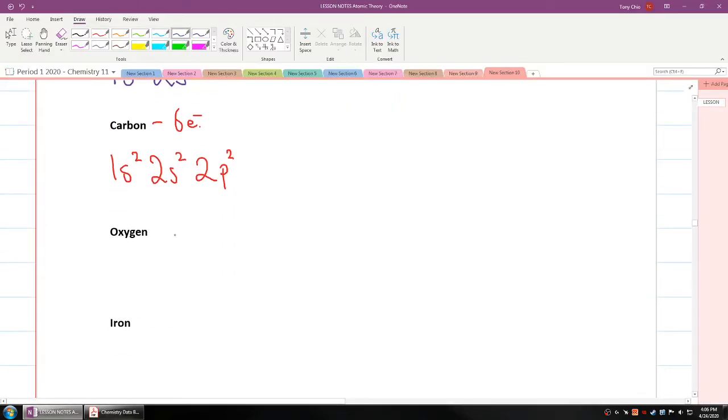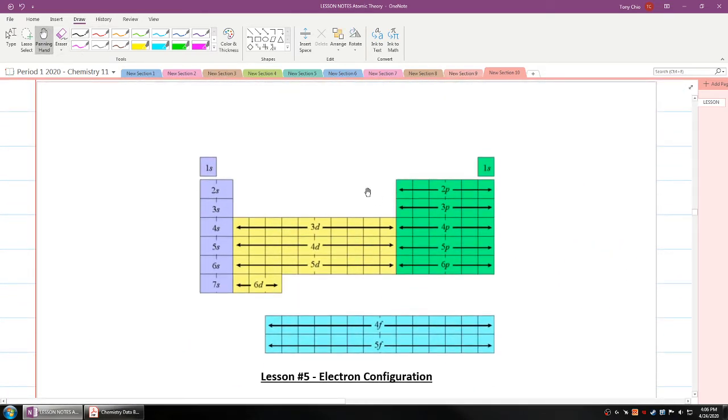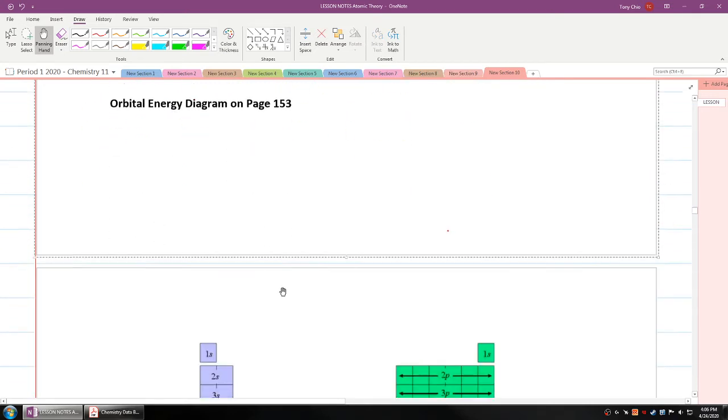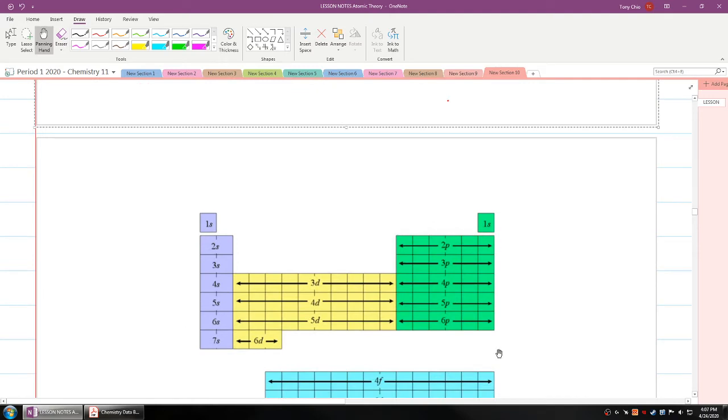Just like what we said here, oxygen has 8 electrons, where 2 of them are in the 1s, 2 of them are in the 2s, and there are 4 more, and these are the 2p's. I'm still basing all this on this picture right here, or on page 153, the orbital energy diagram. That diagram shows you which one is the lowest energy, but I find that this one's much easier to see.